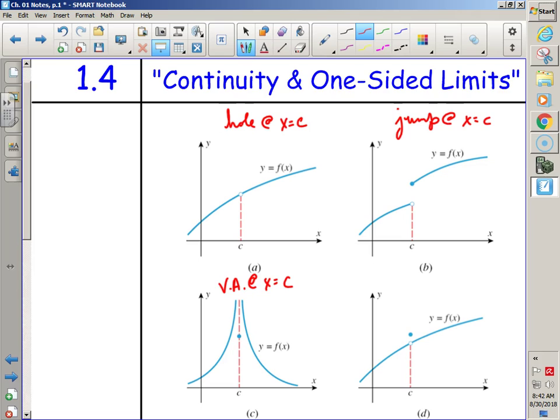There is a hole. Can I say with another point? There is a hole, but there's another point. So, well, I'll get to that in a second.